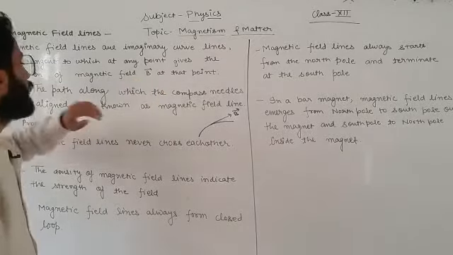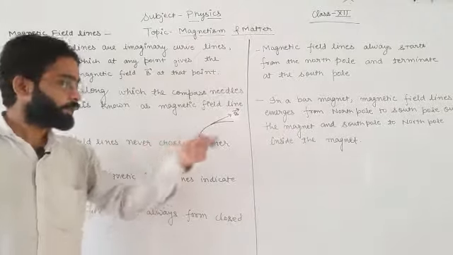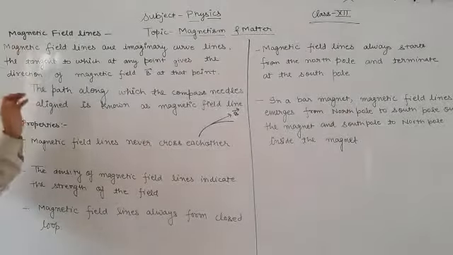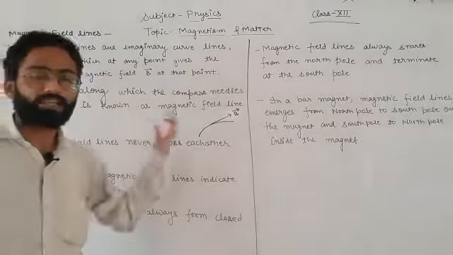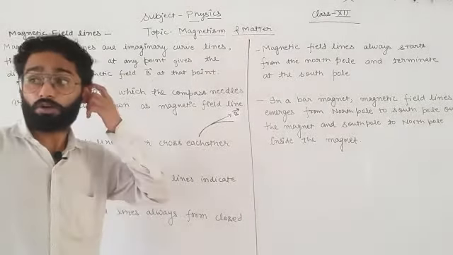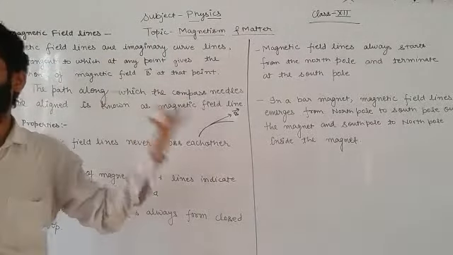Magnetic field lines are imaginary curved lines, the tangent to which at any point gives the direction of the magnetic field at that point. And in other words, when we draw the magnetic field lines with the help of a compass needle, we can say that the path along which the compass needle aligns is known as magnetic field lines. The path along which the compass needle is aligned can be said to be the magnetic field lines.